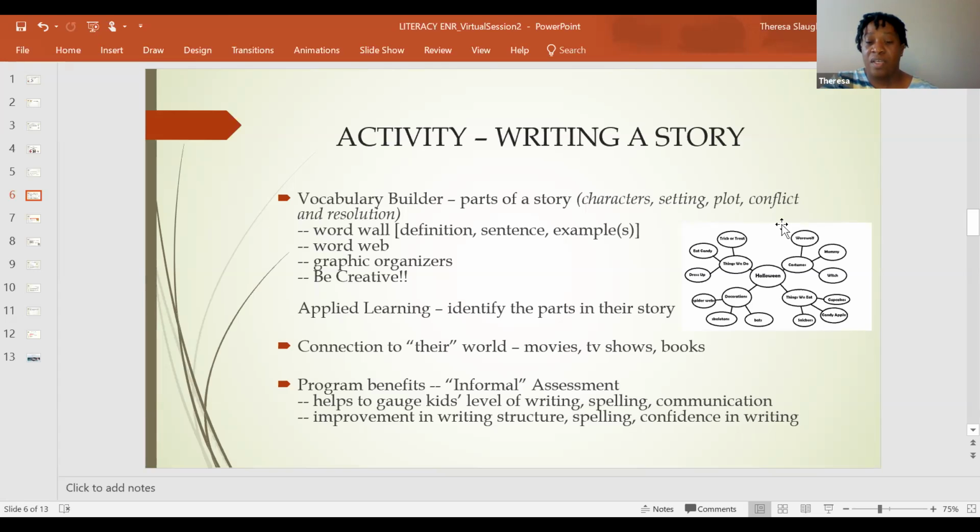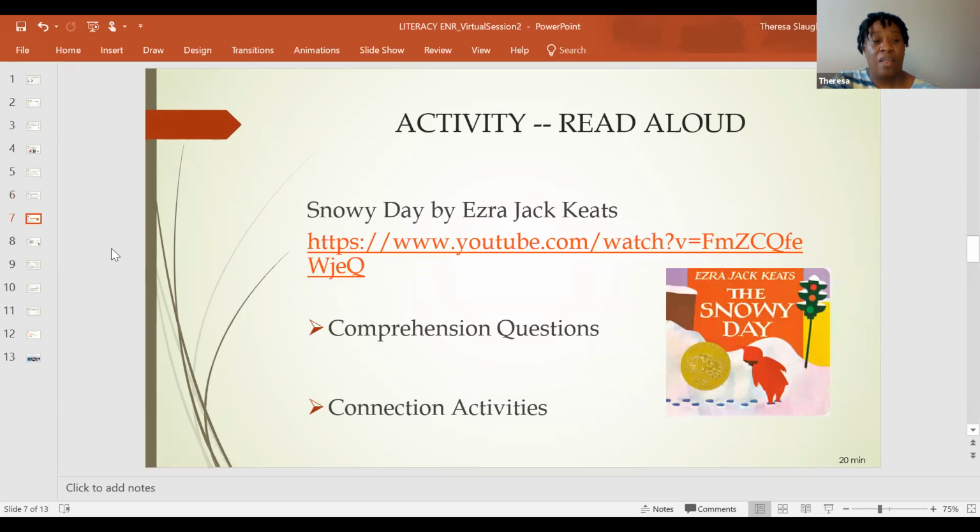All right, we're gonna keep moving on. So the next activity that we're gonna do is a read aloud. Some of you probably already read this book, know this book, The Snowy Day by Ezra Jack Keats.